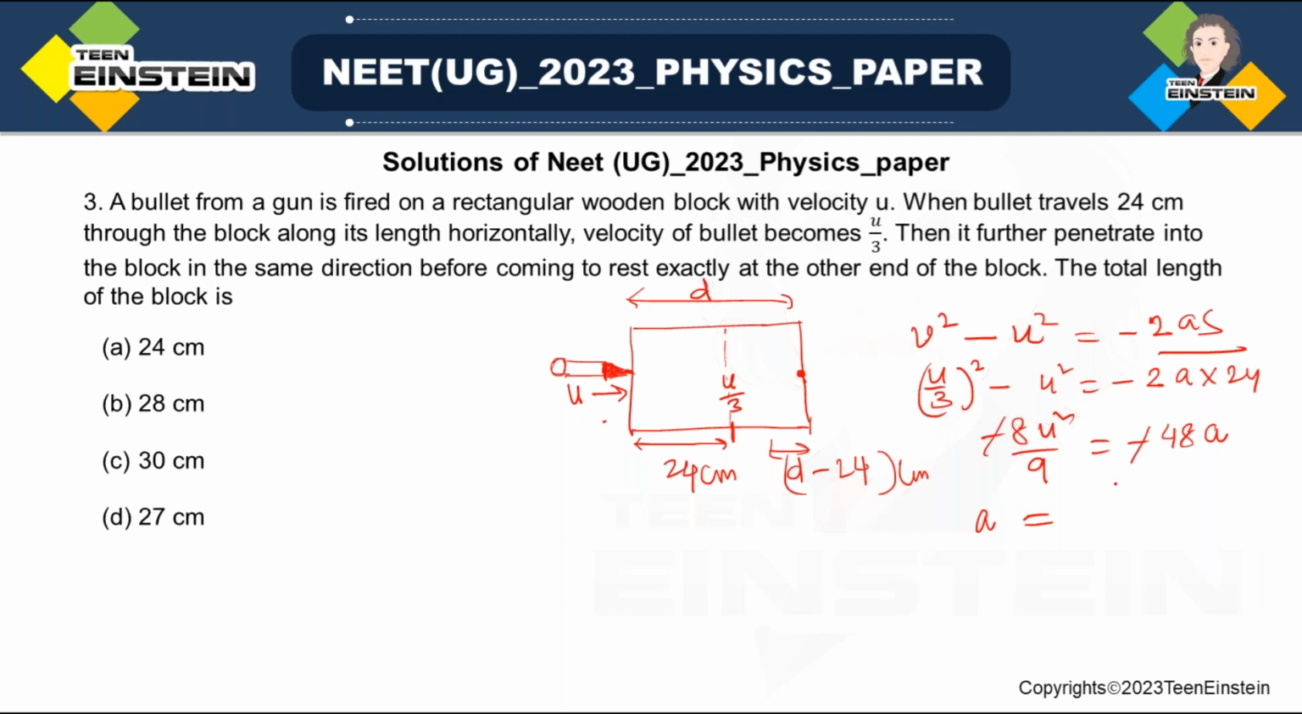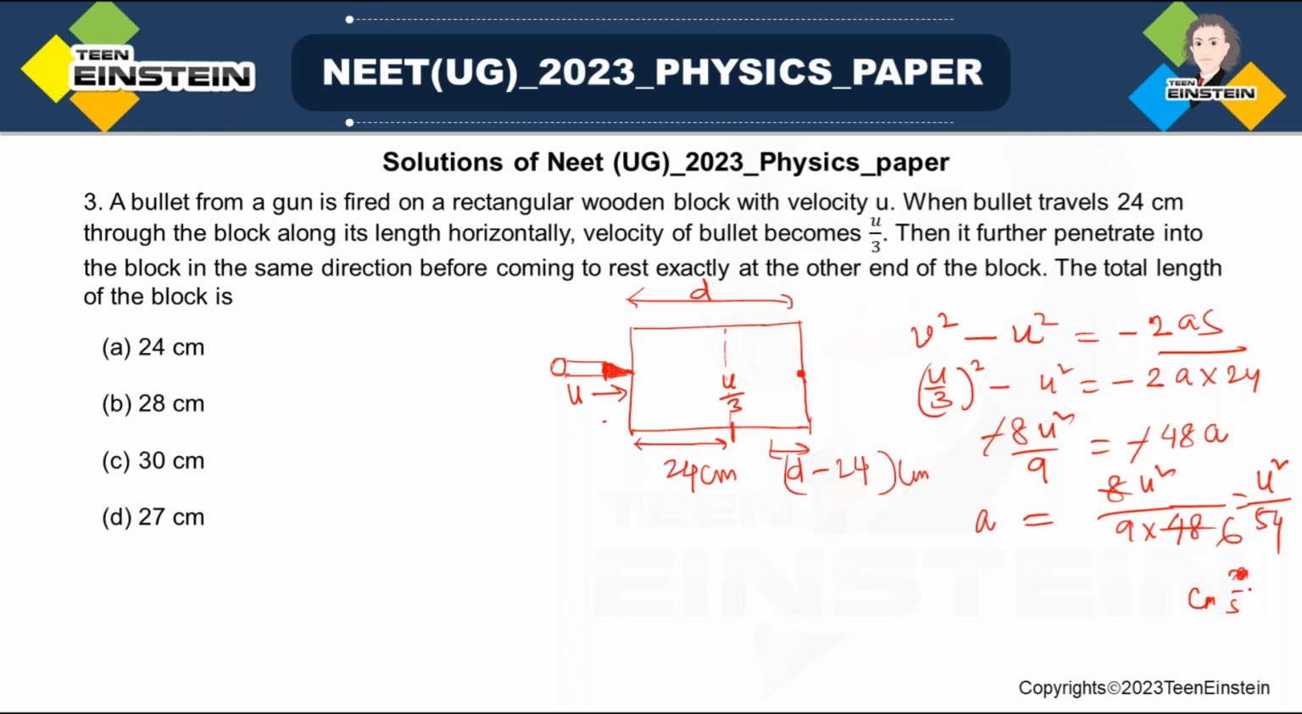So what is the deceleration? The magnitude of the deceleration will be 8 by 9 divided by 48, so this will be u square by 54, in meters per second or centimeters per second, whatever it is. We are not going into that unit part. Since I have used 24 centimeters, it will be centimeters per second square.